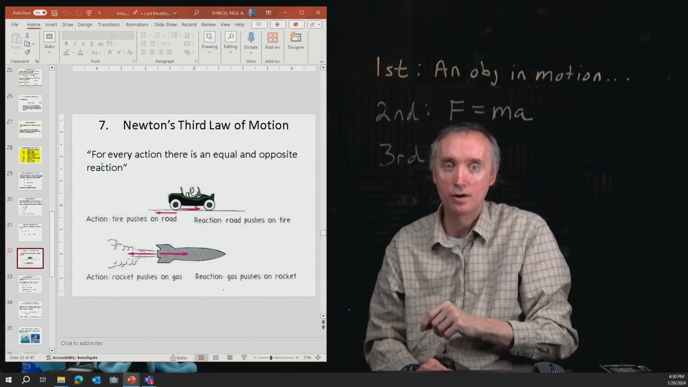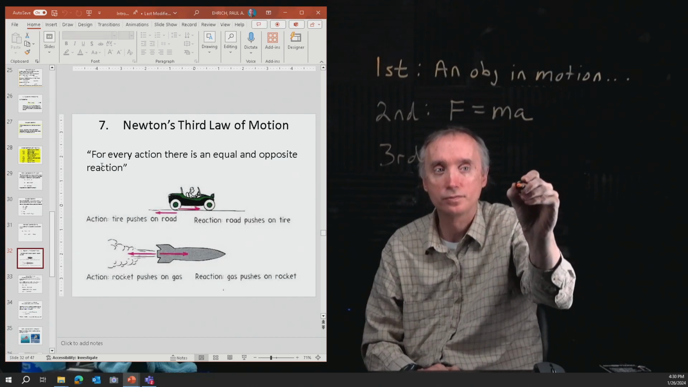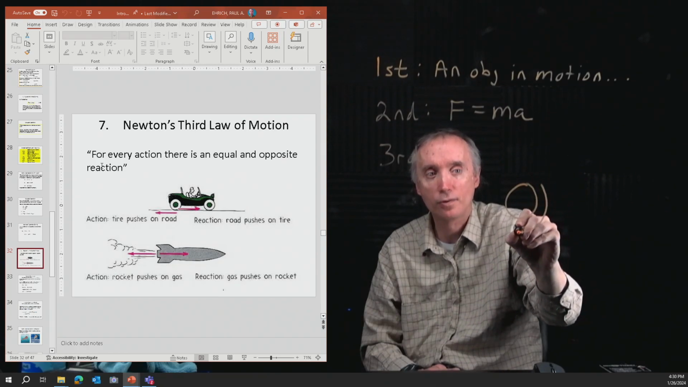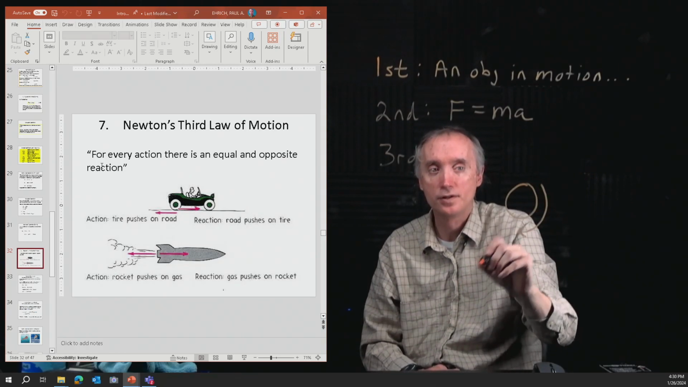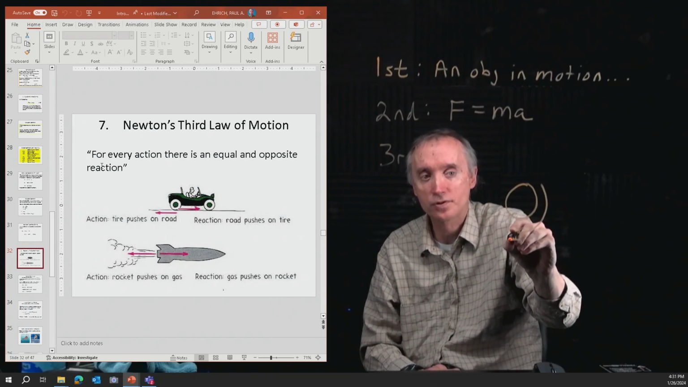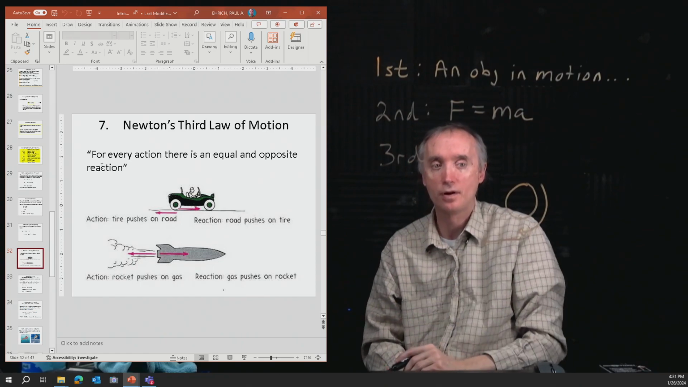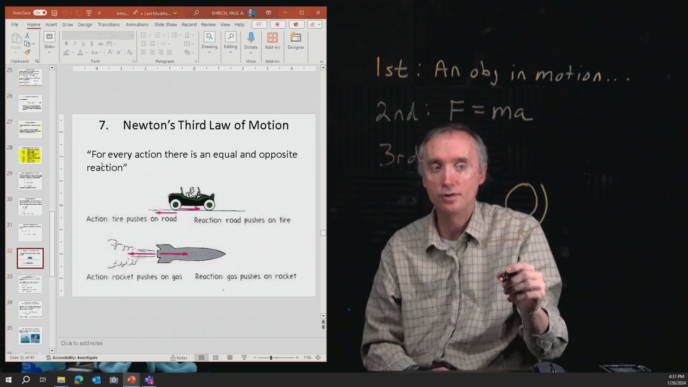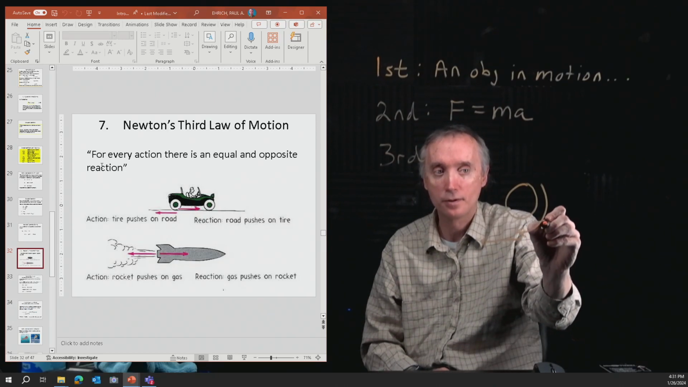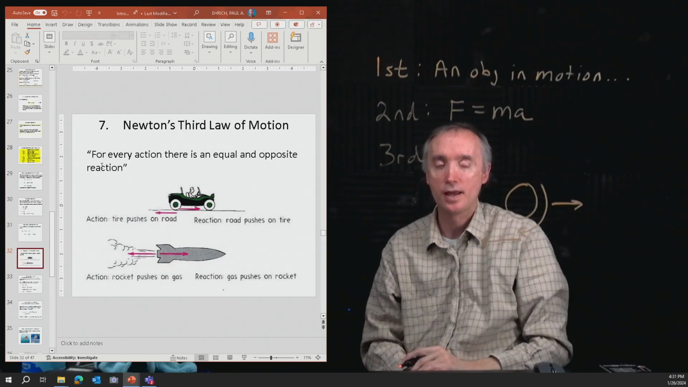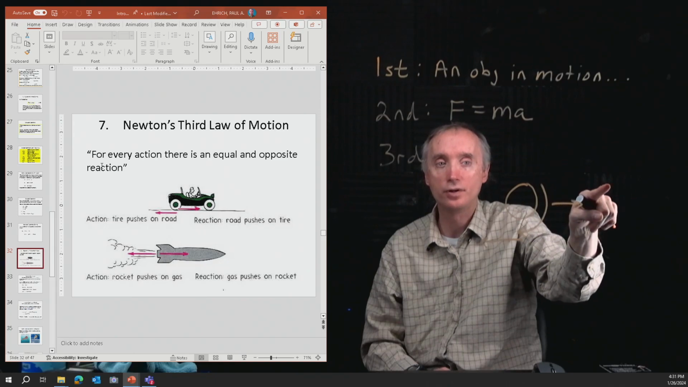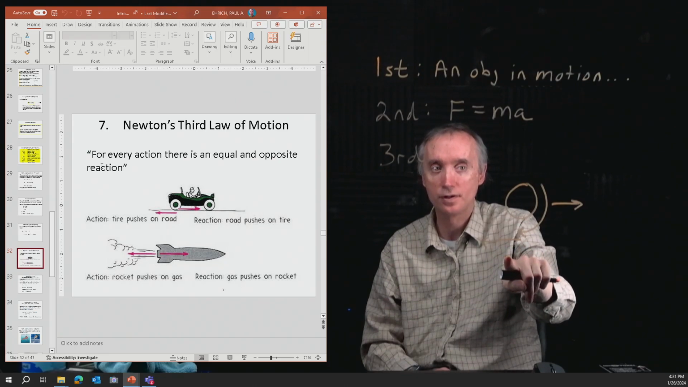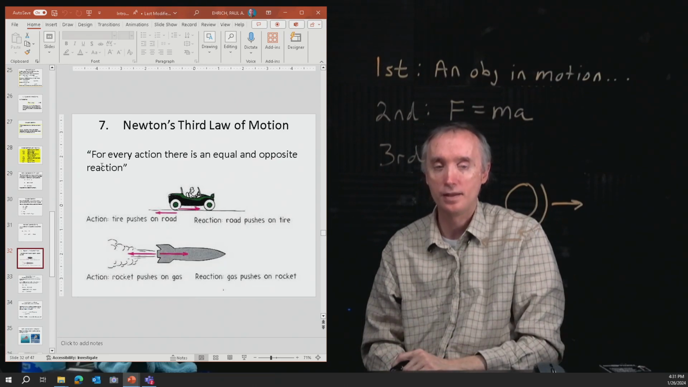So in the case of the car's wheels, here's the car wheel, and that car wheel is rotating around in this direction. So the wheel is exerting a force backwards like that on the pavement. Okay, but then the pavement is exerting a forwards force back on the tire. And that's the reason why the tire is going to go in the forward direction.